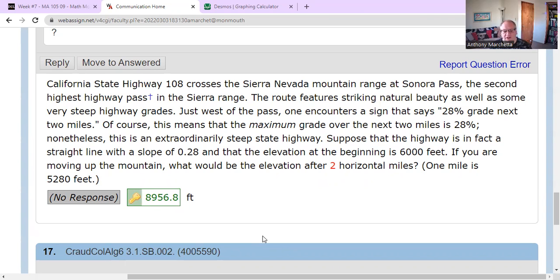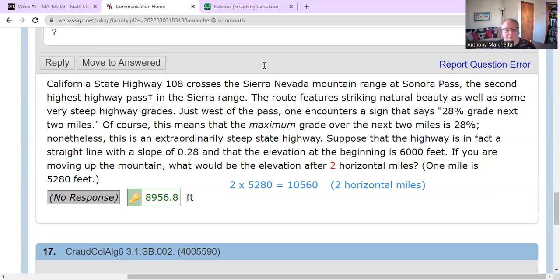So if we're going to have a grade of 0.28 and we're going to start at 6,000 feet, we have to consider the horizontal distance to be in terms of feet as well, instead of in terms of miles. That's not hard to do because if 1 mile is 5,280 feet, all I have to do is simply multiply that number by 2 to figure out what it would be in terms of 2 miles. So 2 times 5,280 is going to be 10,560. So that is the actual distance after the 2 horizontal miles. I'm going to put a little note here. That's 2 horizontal miles.